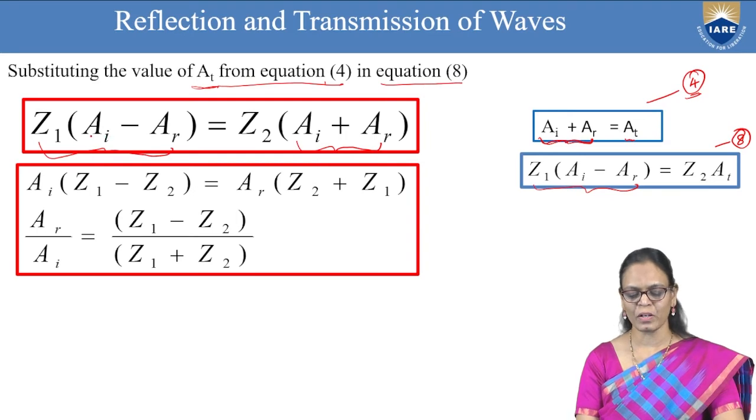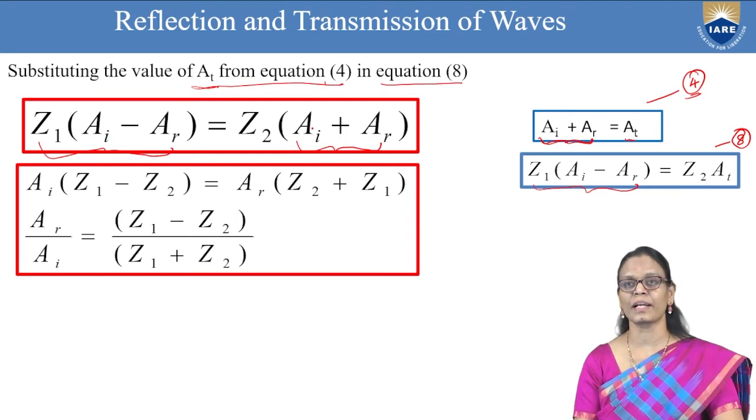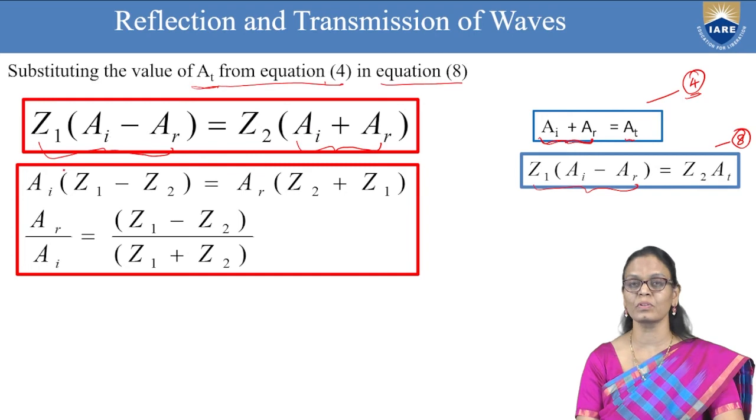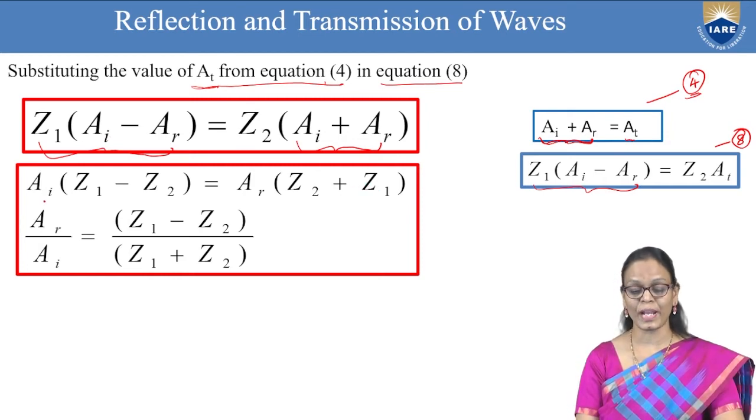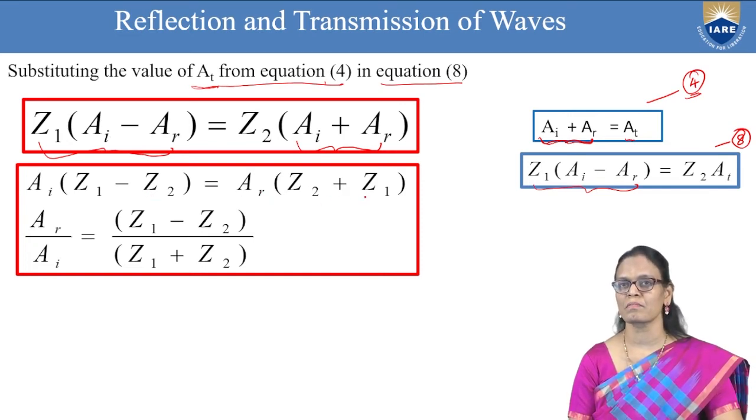We have AI on the left hand side and AI on the right hand side also. So we will bring both onto this side. So we have AI Z1 and minus AI Z2. So AI into Z1 minus Z2 will be equal to AR. Here we have Z2. And if you bring this AR Z1 onto this side, it will become plus Z1. So AI into Z1 minus Z2 will be equal to AR into Z2 plus Z1.